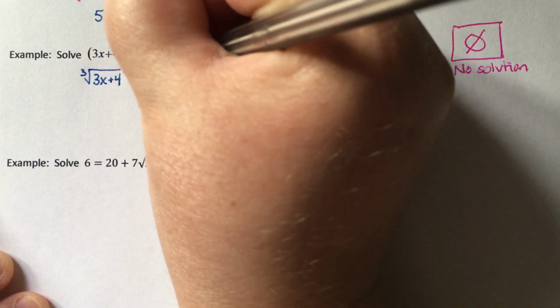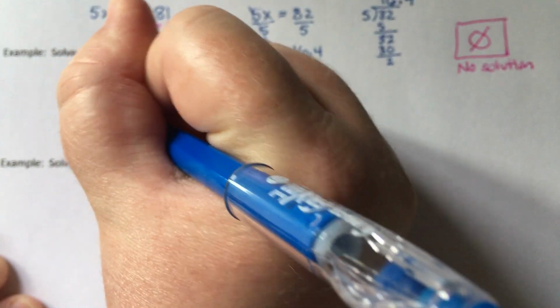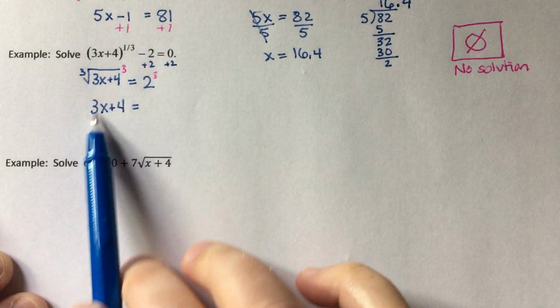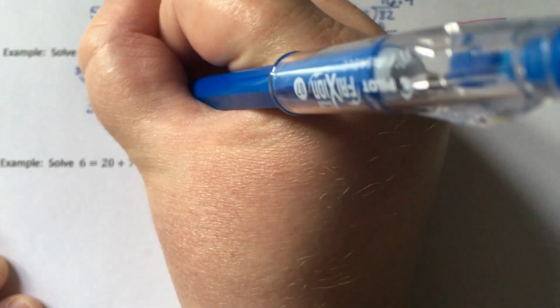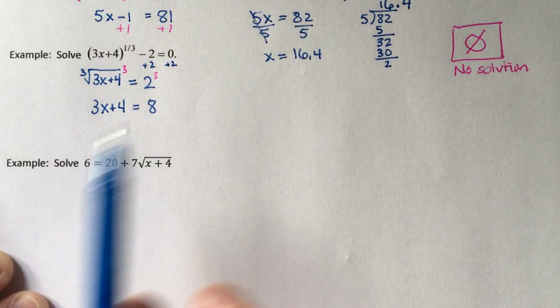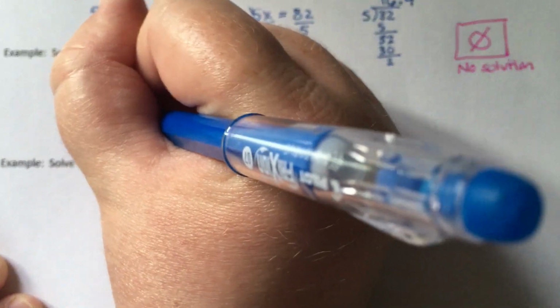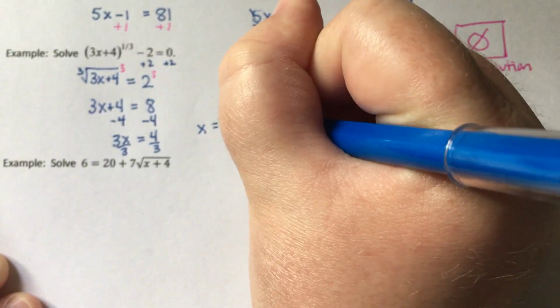To undo a cube root, we need to cube. So that gets rid of the radical. So now I just have 3x plus 4 because cubing undoes the cube root. And 2 cubed is 8. And now it's just a simple solve for x. We got rid of all the radicals. So I just need to subtract 4 from both sides. So 3x equals 4. Divide both sides by 3. So x is 4/3.